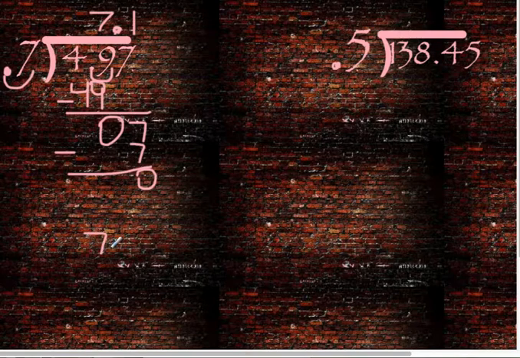We have 7 and 1/10 times 0.7. You're going to take the original dividend and divisor. 7 times 1 is 7. 7 times 7 is 49. We have 2 numbers after it, so I'm going to put it here, and that matches.